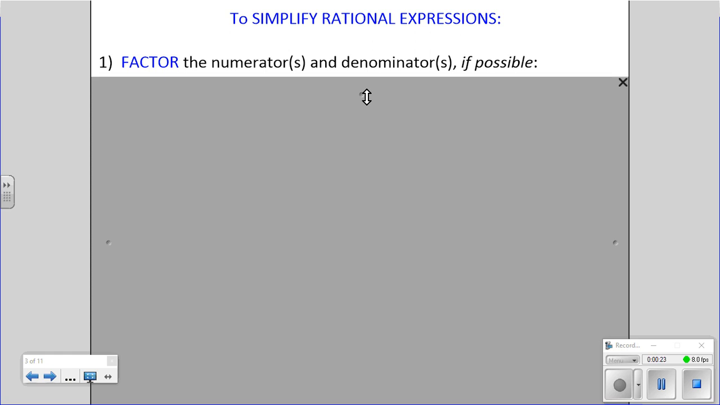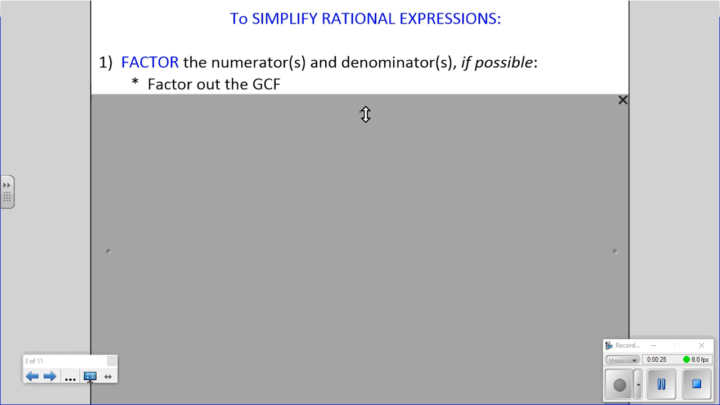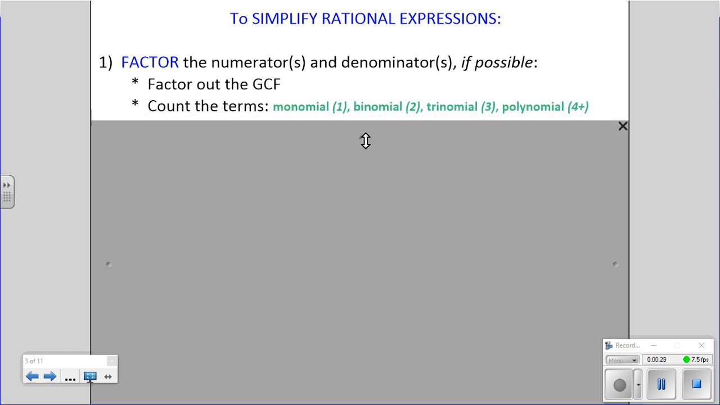The first rule of factoring is factor out the GCF. Second rule of factoring is count the terms. If it's one term, it's a monomial. If it's two terms, it's a binomial. If it's three terms, it's a trinomial. And usually after three, we say it's a polynomial, even though technically two and above is a polynomial.